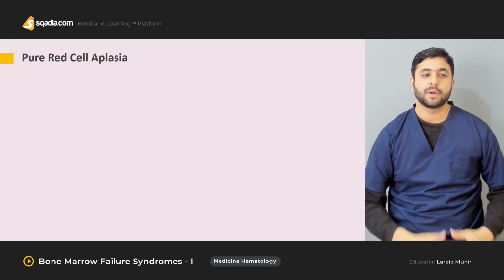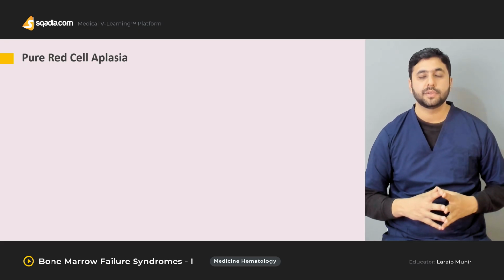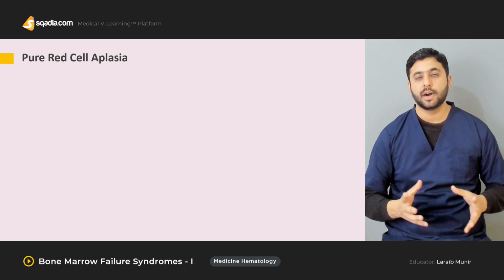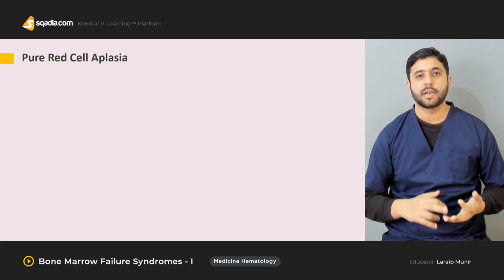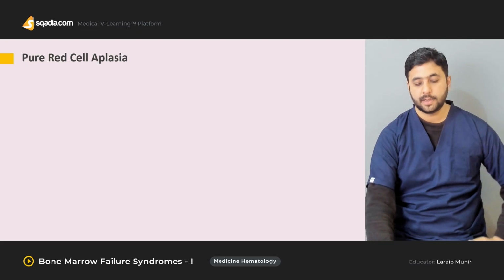Now let's briefly talk about a disorder called pure red cell aplasia. As the name itself shows, it is generally an aplasia which targets the erythrocytes or the RBCs. So the other cell lineages are generally normal. The WBC count or the platelet count is generally fine, but the RBC count is decreased.